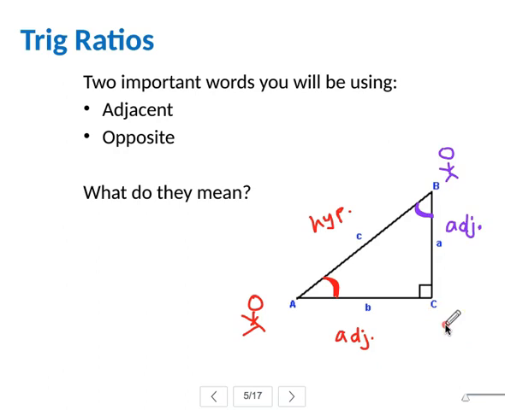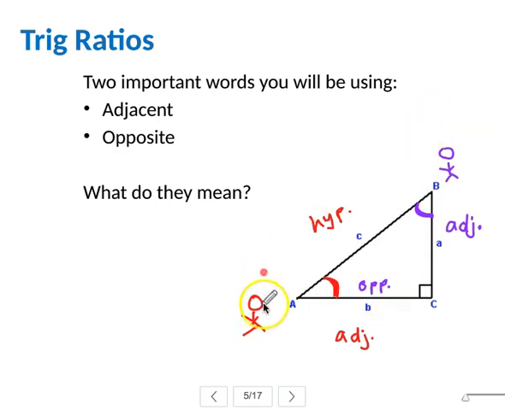What about opposite? So let's stick with our reference point of angle B. The opposite side to angle B is going to be over here. So this would be the opposite side. Side B would be the opposite side. It's opposite to angle B.